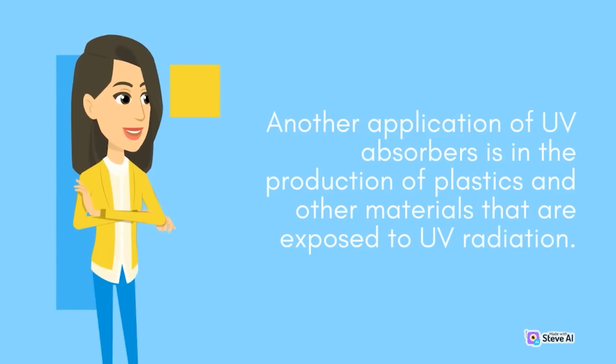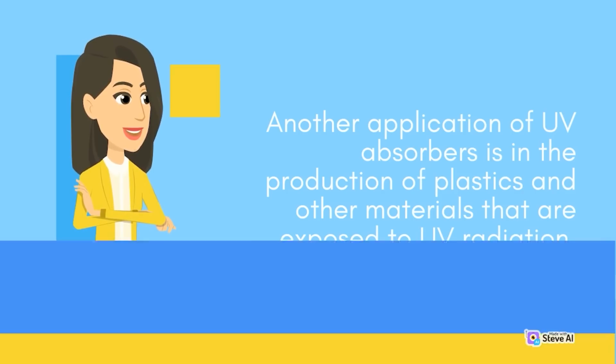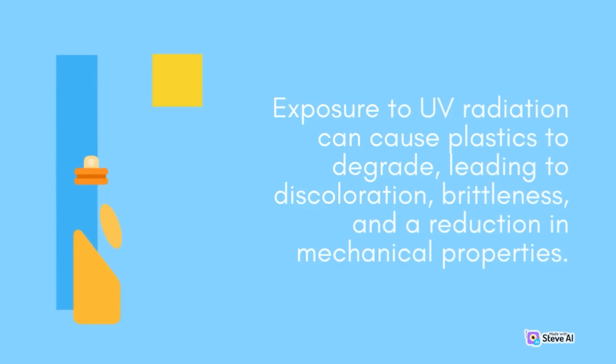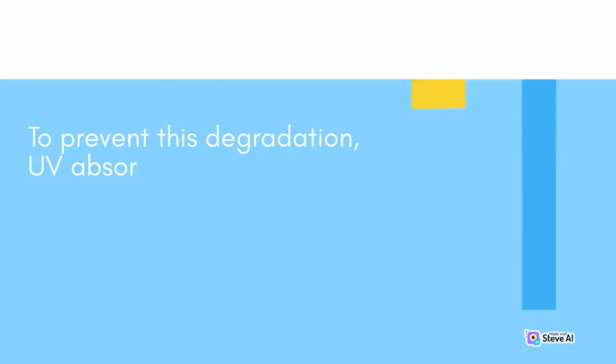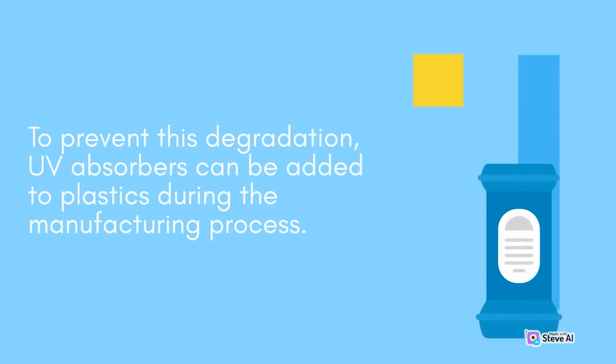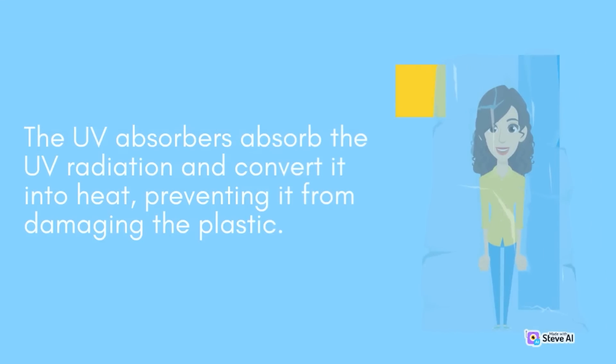Another application of UV absorbers is in the production of plastics and other materials that are exposed to UV radiation. Exposure to UV radiation can cause plastics to degrade, leading to discoloration, brittleness, and a reduction in mechanical properties. To prevent this degradation, UV absorbers can be added to plastics during the manufacturing process. The UV absorbers absorb the UV radiation and convert it into heat, preventing it from damaging the plastic.